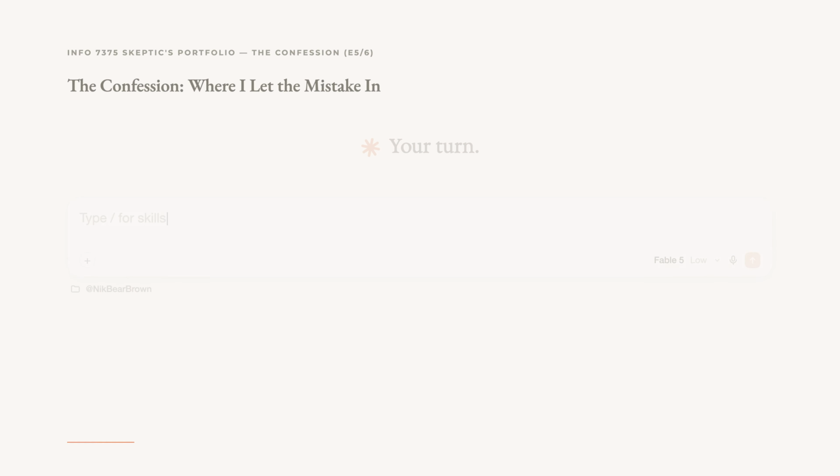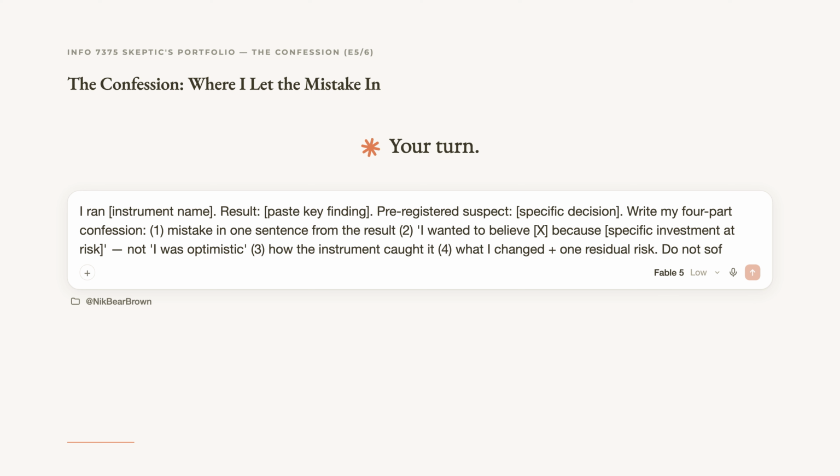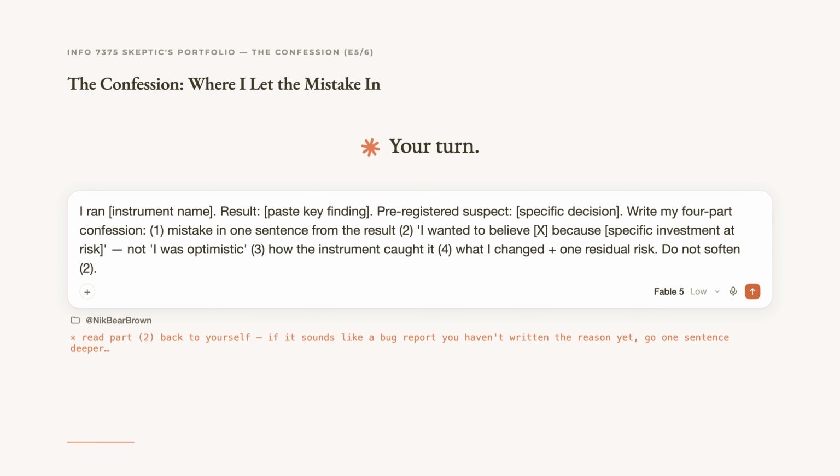Your turn. Here is the prompt. The prompt reads: "I ran instrument name, for example, the proxy feature probe on my build. Here's the result. Paste the key finding, for example: when I removed account age and permuted its values, accuracy dropped 12 percentage points on the out-of-distribution slice, but only 1 point on the in-distribution test set. The pre-registered suspect I named in my build note was specific decision, for example, whether account age was a proxy for length of banking relationship or a direct signal of creditworthiness.